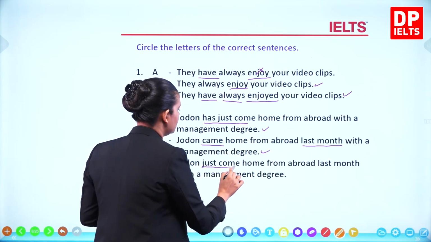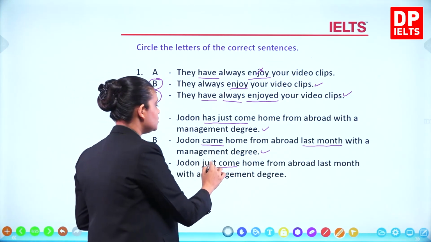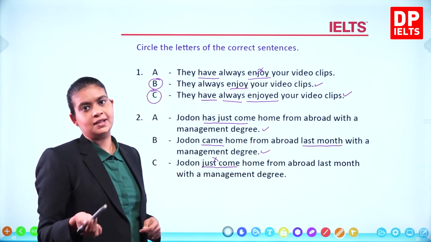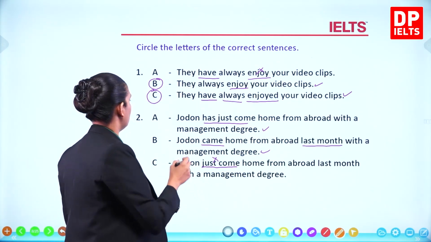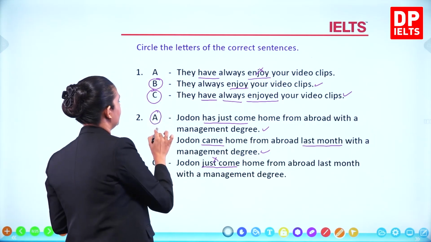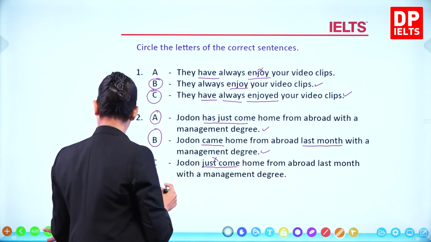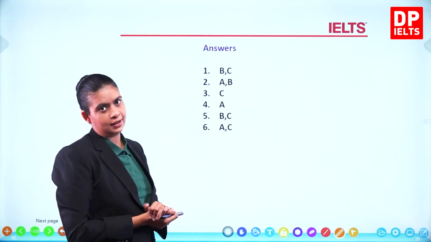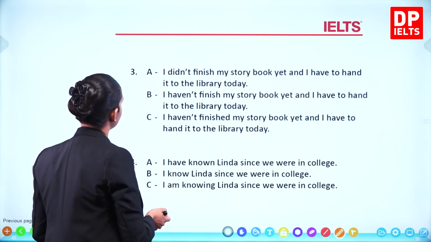"Jordan just come" is wrong because the "has" or the "have" is missing. So if you are using "just", you have to have it with the present perfect tense. So that is "has" or "have". So C is wrong. A and B are correct. So let us have a look at the answers. A and B are correct. Let's have a look at the third one.